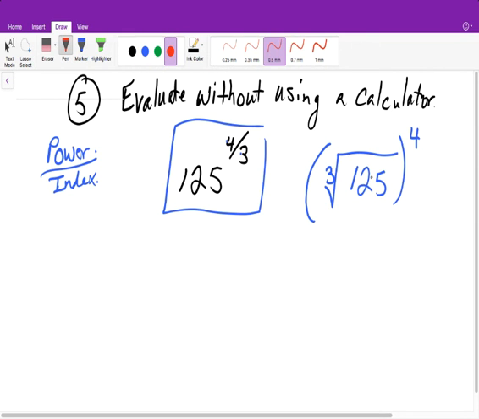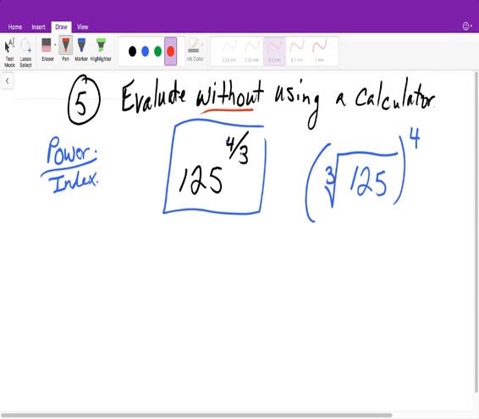The reason why I keep writing these numbers on the outside like this is because whenever you're doing this without a calculator, it's easier for you to take the root first, because then we break the number down to a smaller number. You wouldn't know what 125 raised to the 4th power is off the top of your head. So it would be a little bit harder for you to do that.